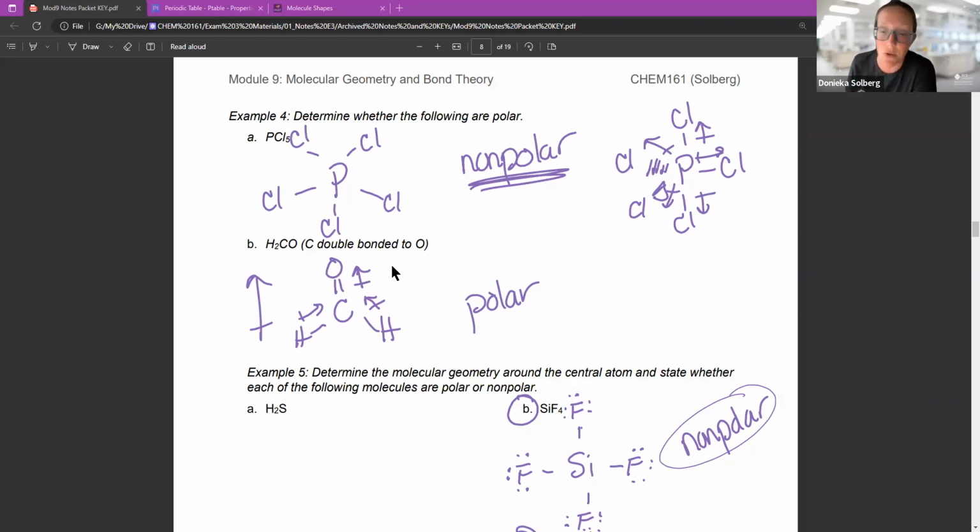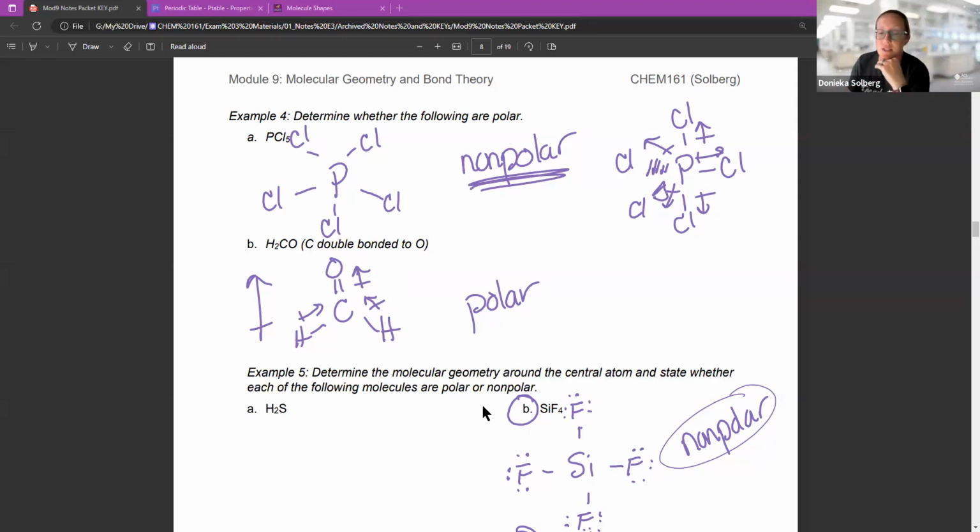So this is polar. It is not symmetrical, right? I have hydrogen, hydrogen, and oxygen. Now, if it had been hydrogen, hydrogen, and hydrogen, that would be nonpolar. But since these are all different electronegativities, it does end up being polar. So you want to look at how symmetrical it is and if there are lone pairs on that central atom.